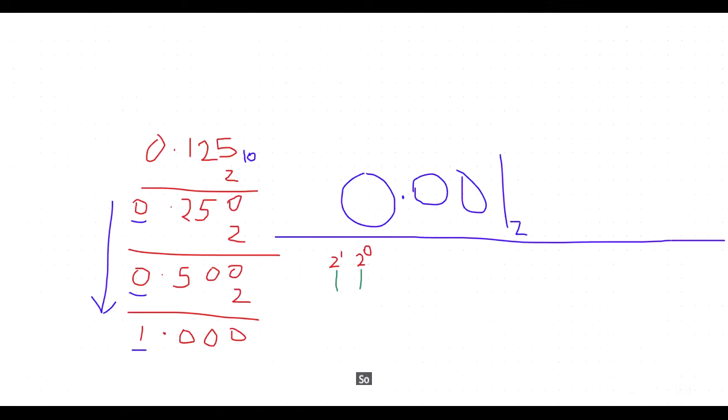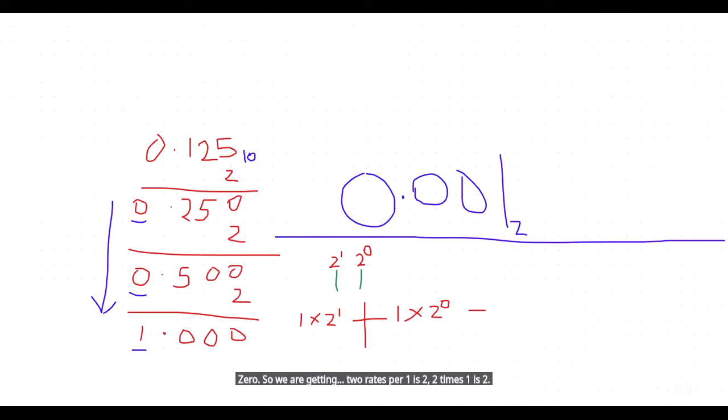So let's start from the leftmost. 1 times 2 raised to power 1, right? Plus, big plus. Remember your BODMAS. Another 1 times 2 raised to power 0. So we are getting 2 raised to power 1 is 2. 2 times 1 is 2. Plus 2 raised to power 0 is 1. 1 times 1 is 1.